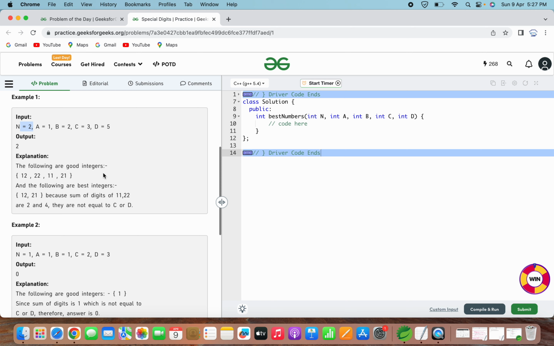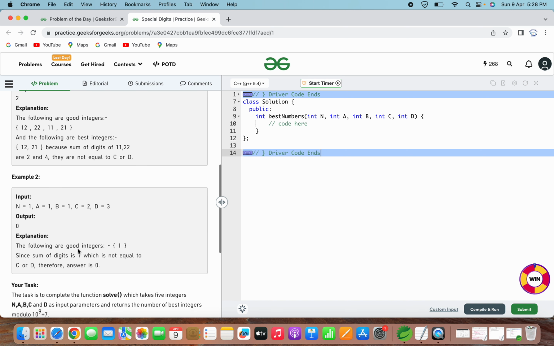Out of these 4 numbers, when we try summing up all the digits of these 4 numbers, then we have to find which numbers are giving 3 or 5 or both. So we can see 12 and 21. When we add them, then they will give 3. 1 plus 2 is equal to 3 and 2 plus 1 is equal to 3. So that's why these two are the best integers, because the sums of digits of 11 and 22 are 2 and 4, and they are not equal to C and D. C is 3 and D is equal to 5. When we add 1 1, that will give 2, and when we add 2 2, that will give 4. So this will not fulfill that criteria. So 12 and 21, these two are the good numbers which are also the best numbers.